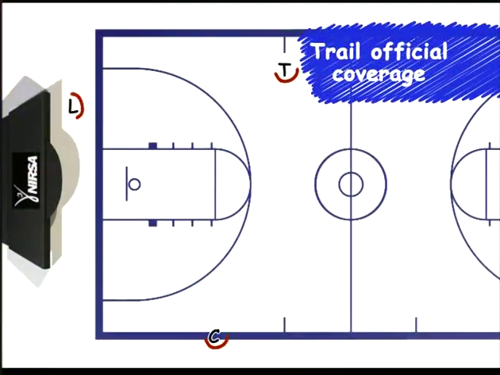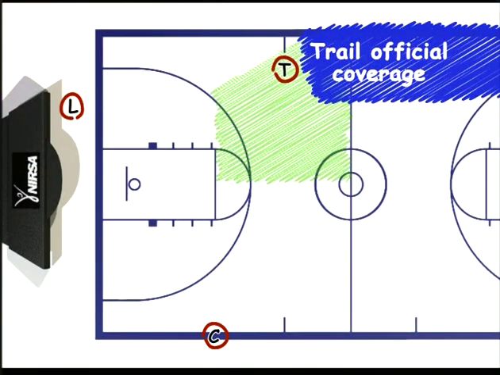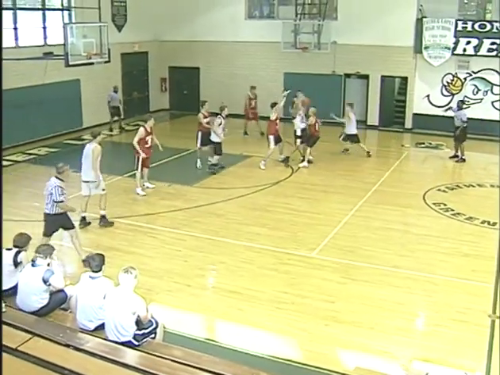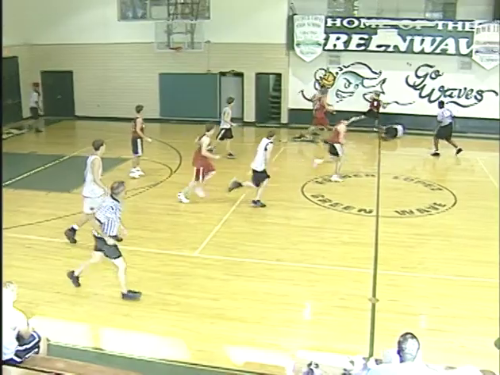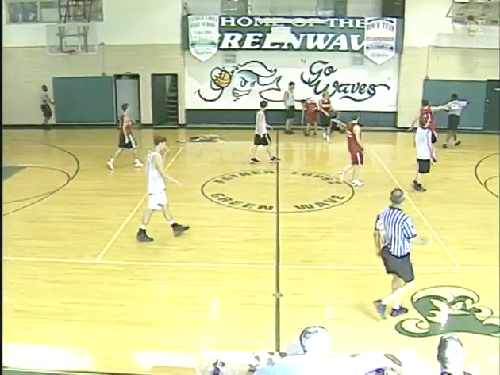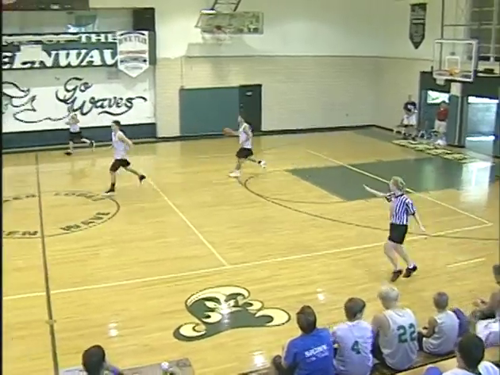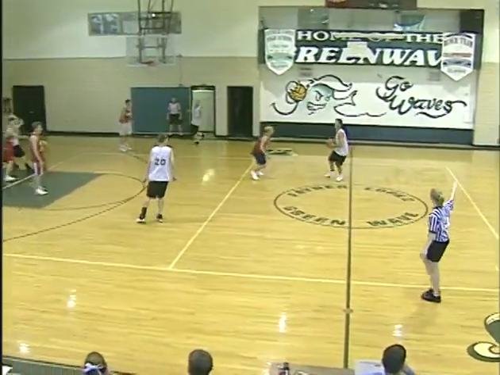The trail official has the responsibility of covering the area shaded here, which includes all out-of-bounds calls on the nearest sideline, the division line, and the other baseline. In transition, the trail should always stay behind the player with the ball at a distance of 5 to 7 feet.